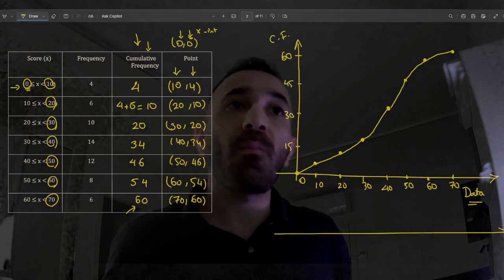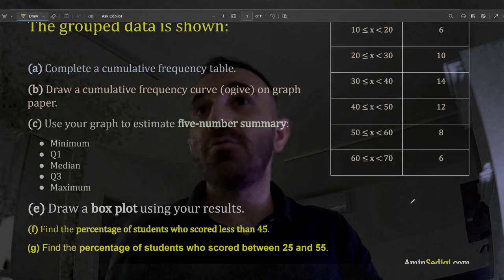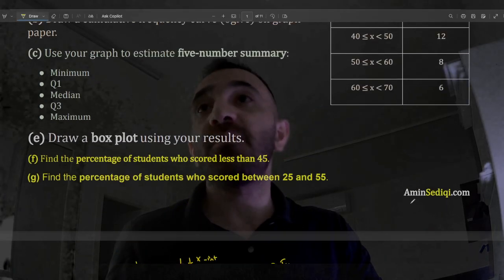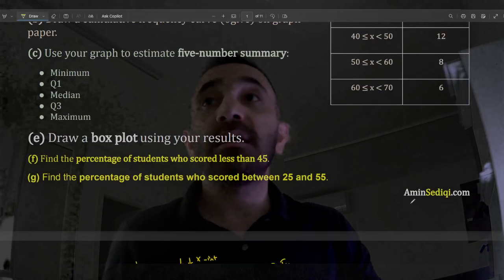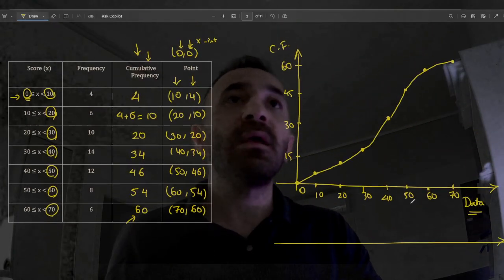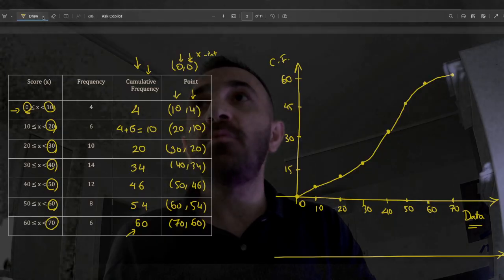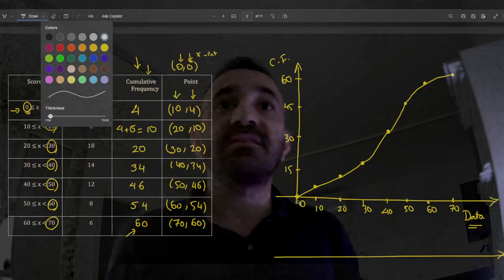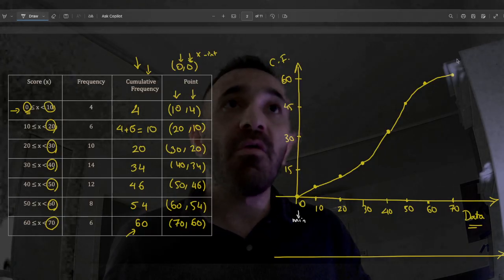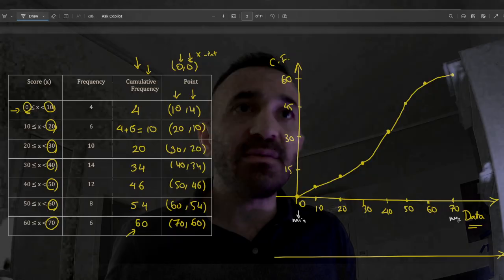Now, we did part A and B. What about part C? Use your graph to estimate the 5-point summary of data. So what are the values of the 5-point summary of data? Minimum, lower quartile, median, upper quartile, and maximum. Let's start with the easiest values. What is your minimum? Minimum is 0. What is your maximum? 70 is your maximum value.